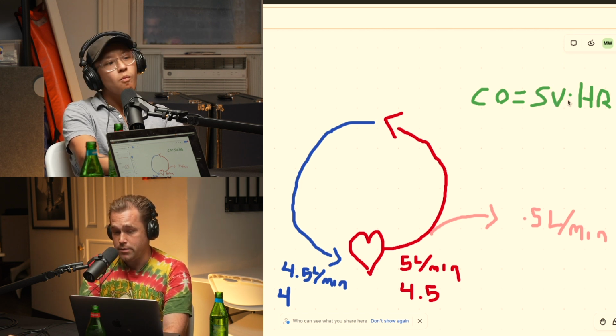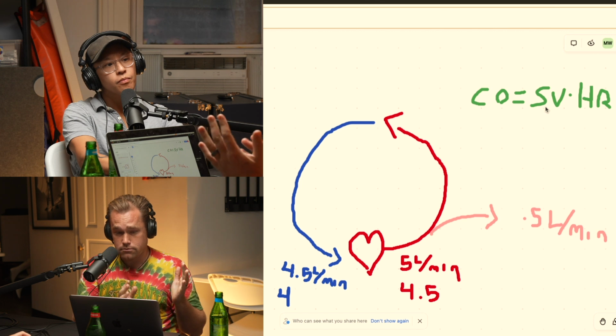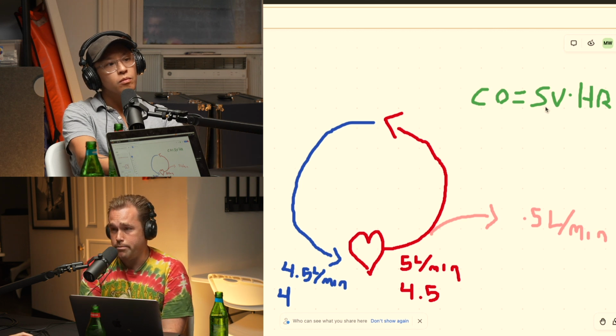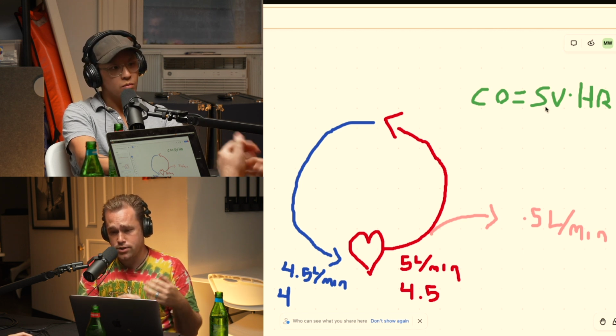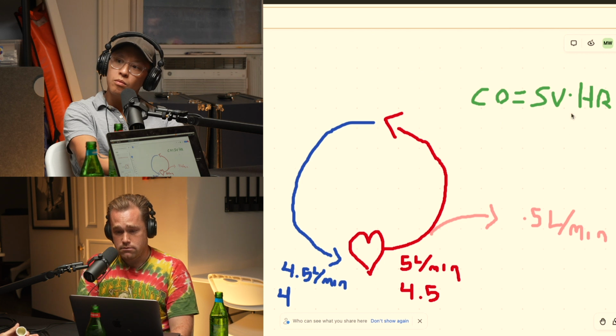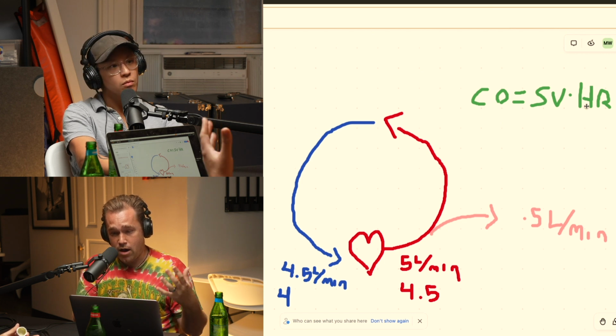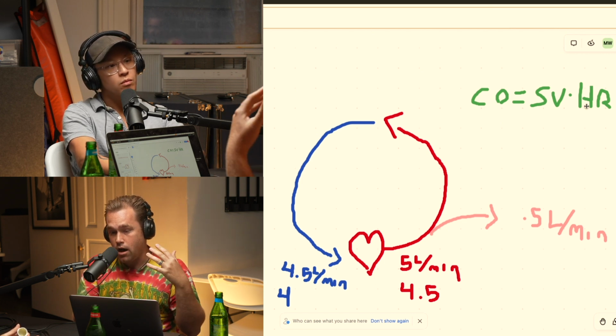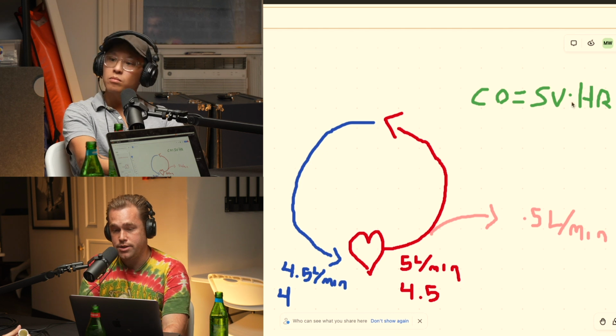Stroke volume is the amount of blood your heart ejects out in one beat. So every time it beats, that's a stroke volume. And then heart rate is the number of times your heart beats per minute. So it's your beats per minute.